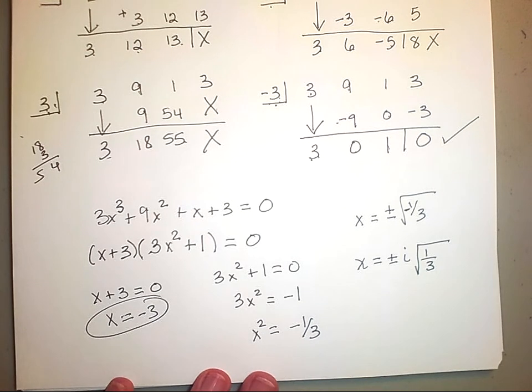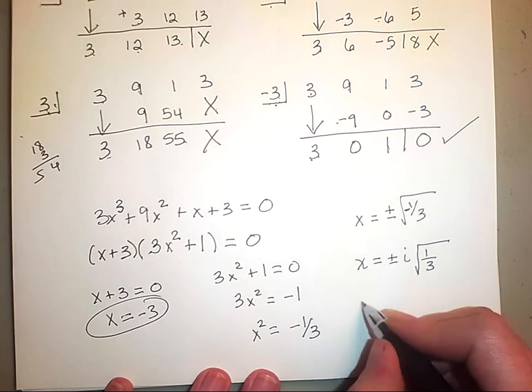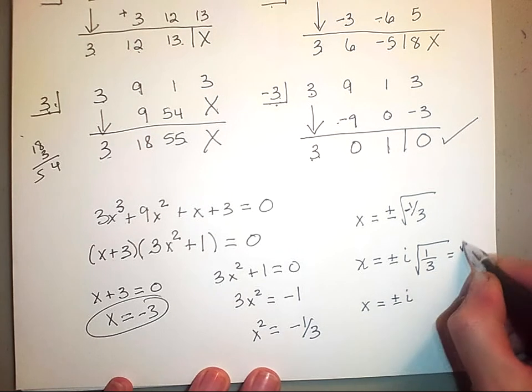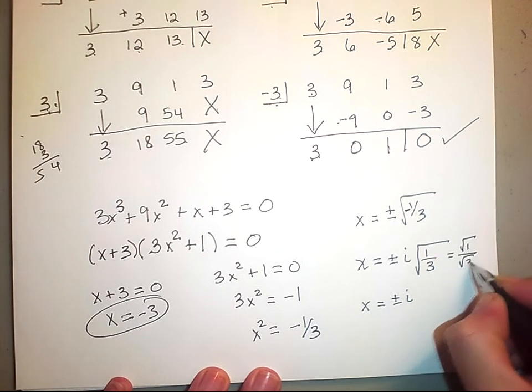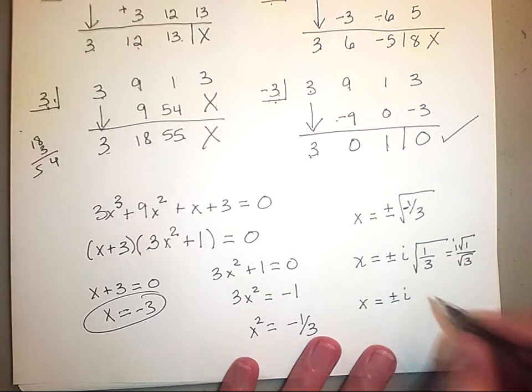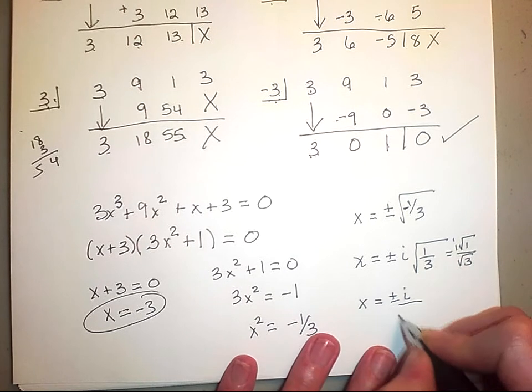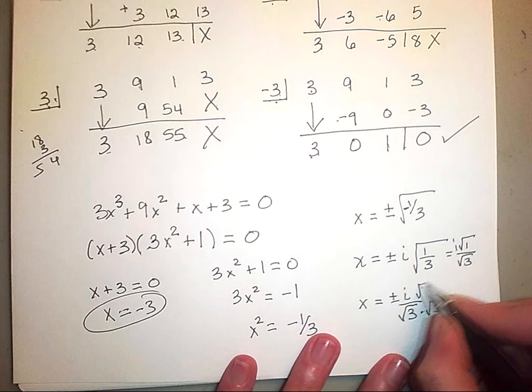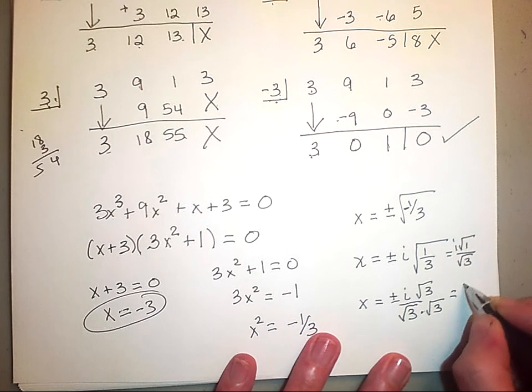And let's rationalize this while we're at it. Plus or minus i, this is the same thing as root 1 over root 3. Okay, the i times that, over root 3. And then to rationalize, we multiply it by square root of 3. So this is plus or minus i root 3 over 3.